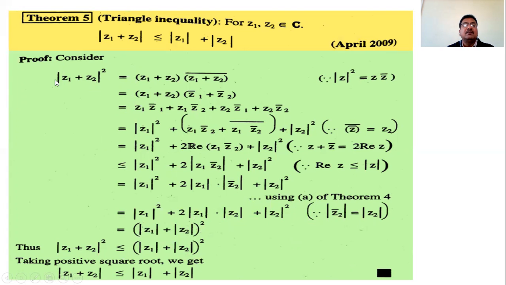So we have mod Z1 plus Z2 square is less than or equal to this. So mod Z1 plus Z2 square is less than or equal to mod Z1 plus mod Z2 bracket square, taking positive square root of both sides. Then we have mod Z1 plus Z2 is less than or equal to mod Z1 plus mod Z2. The square gets cancelled, and this is the proof. So this is a very important theorem.